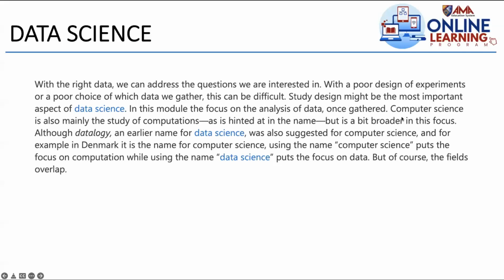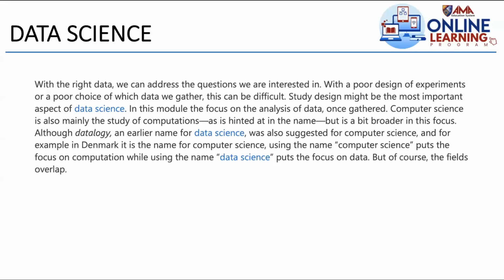Now, computer science is also mainly the study of computations, and it's hinted in the name, computer science, computations. But it's a bit broader in its focus. So again, data science is broader than computer science. But as I mentioned, we use programming languages in data science for data warehousing, for organizing your data, because data can be complicated, class. Sometimes you cannot just do it manually because it's large data, so you have to use algorithms, data warehousing algorithms.